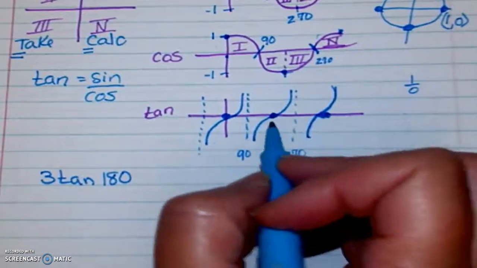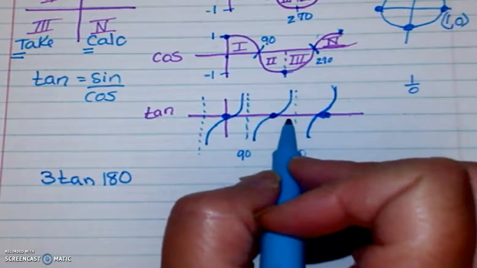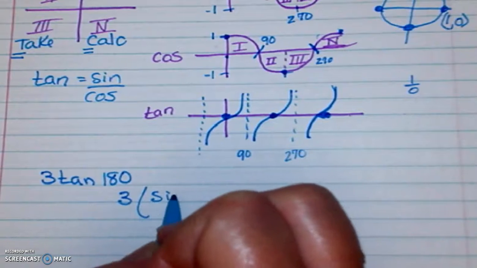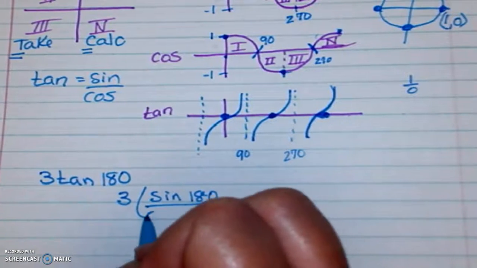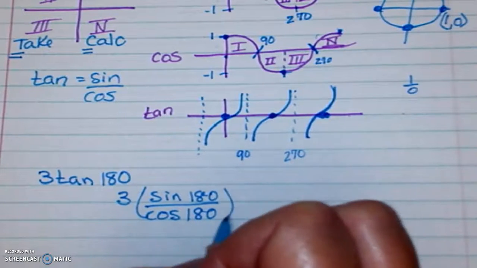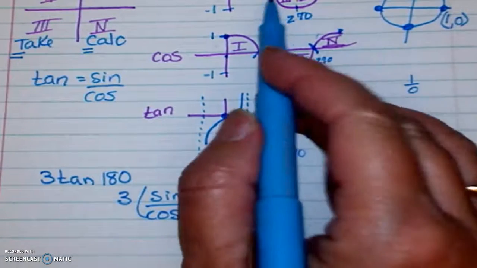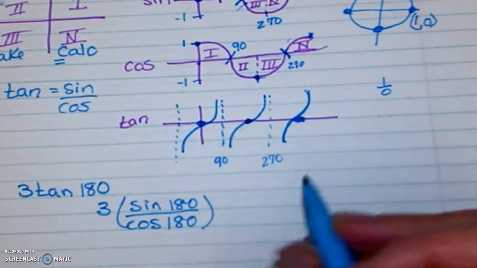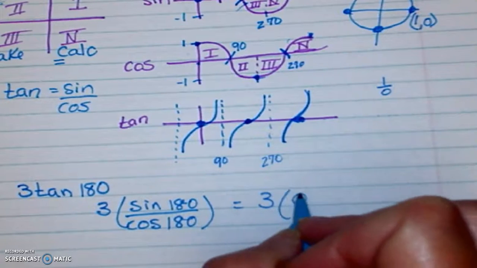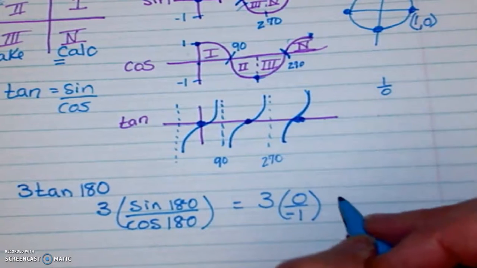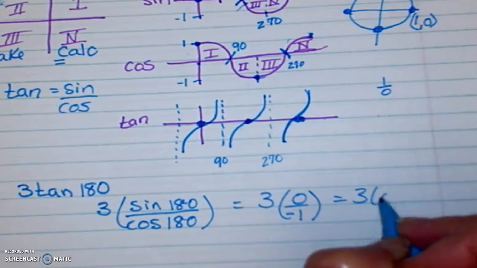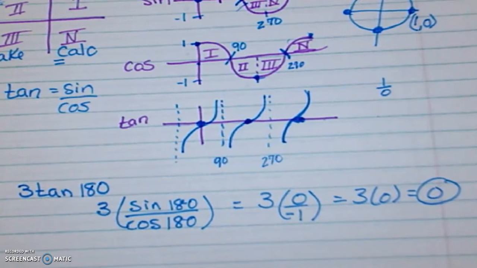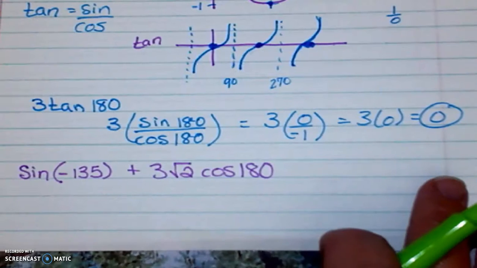If you want to, you could look at this graph. If you want to know what the tangent of 180 degrees is, you could say it's 3 times the sine of 180 divided by the cosine of 180 degrees. So the sine of 180 degrees is 0. The cosine of 180 degrees is -1. So you're going to get 3 times 0 over -1. 0 divided by -1 is 0. 3 times 0 is just going to give you an answer of 0. So you can calculate your particular expressions.